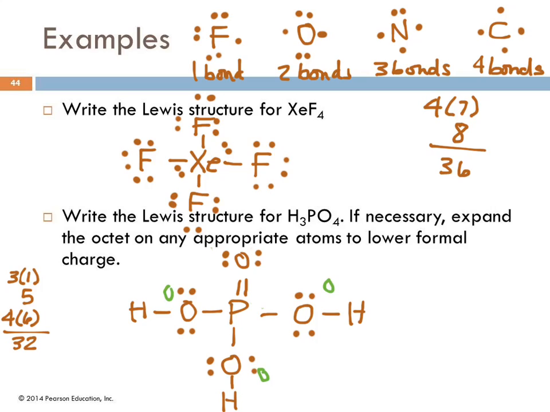And let's check the formal charges. Well, what's the formal charge on this oxygen now? 0. And on the phosphorus? 0. Is that better? Yes. So that's the best Lewis structure for phosphoric acid. Questions?